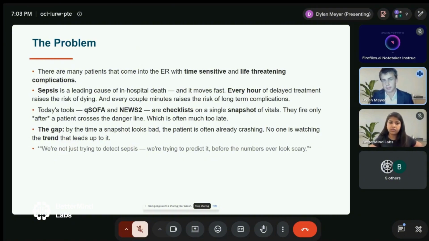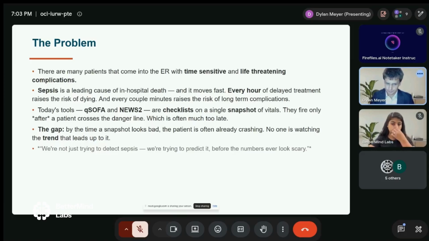Basically, what that is in a nutshell is an infection that spreads throughout your body. It gets into your bloodstream. It is one of the leading causes of in-hospital death, actually. It moves really fast. Every hour of delayed treatment increases the risk of dying, and every couple minutes of delayed treatment increases the risk of long-term complications from it.